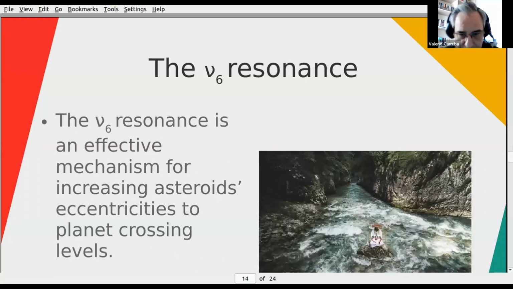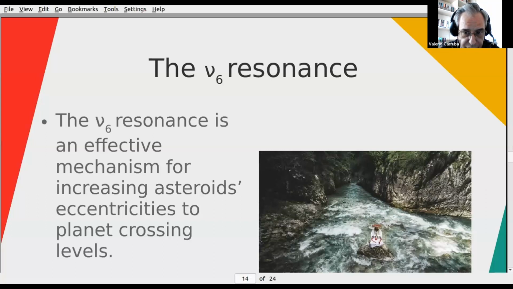So what does it do? Essentially, objects that are captured in this resonance will have the eccentricity of their orbit increased by several orders of magnitude. And this means that the orbit becomes more and more elliptical, and this may cause interaction of the asteroid with terrestrial or even Jovian planets. So the common knowledge in dynamics is that the nu-6 will produce instability. But inside the nu-6, you can have stable islands.